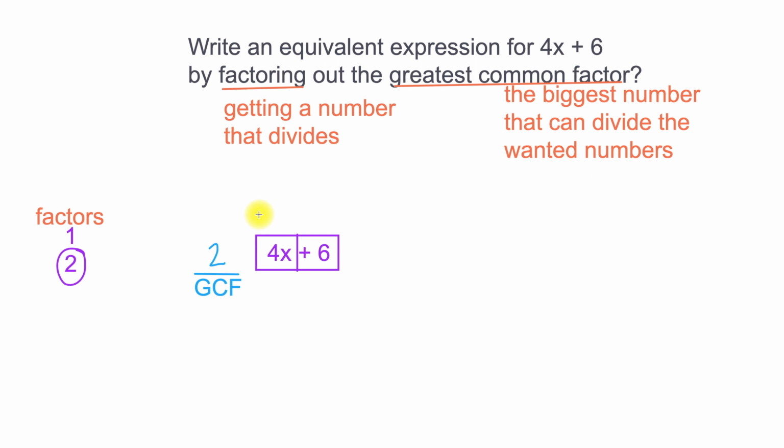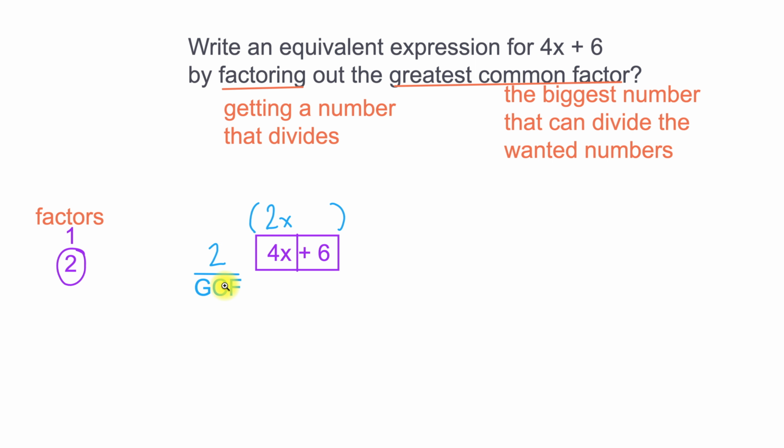And then on top of this box, I'm going to put some parentheses. I'm going to divide each of these terms by this GCF, 2, and that will give me my new expression up top. And then we'll write the new expression, or rather the equivalent expression, down here. So we've got 4x plus 6. We're dividing each term by 2. It's kind of like distributing, but the opposite. Instead of multiplying, we're taking each term and dividing it by the GCF we found. So 4x divided by 2 is going to be 2x, because 4 divided by 2 is 2.